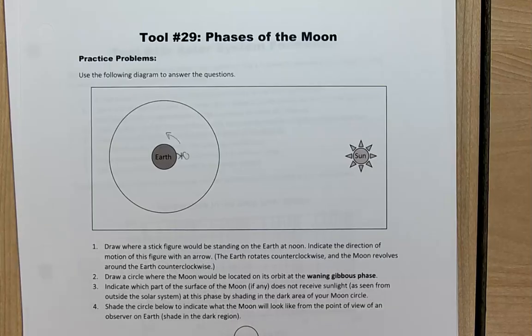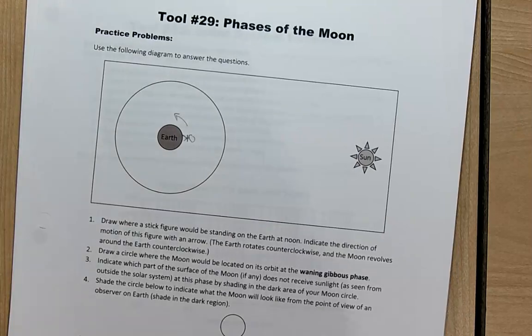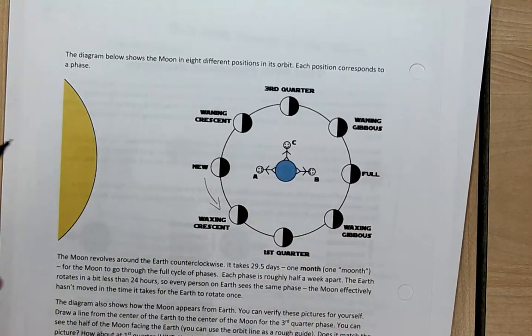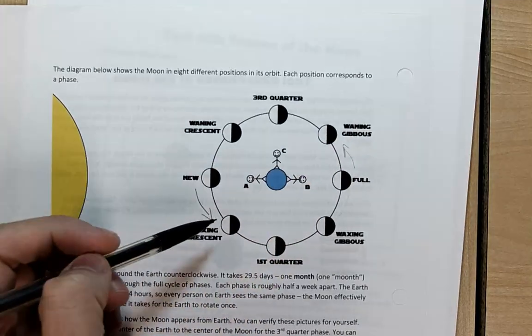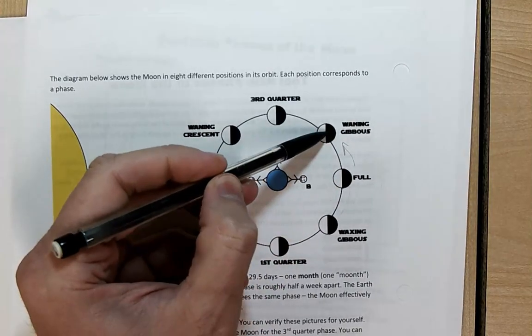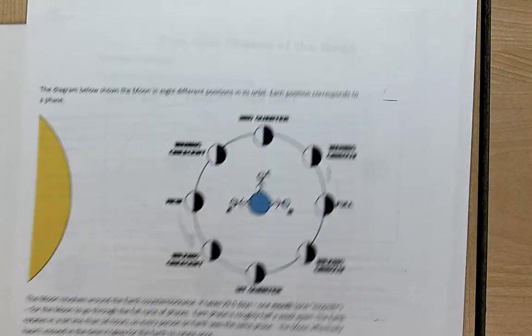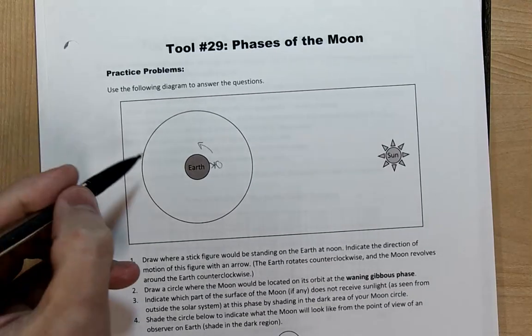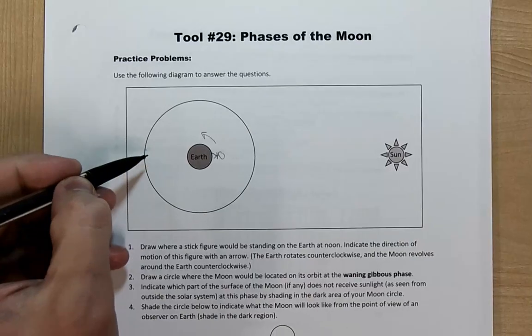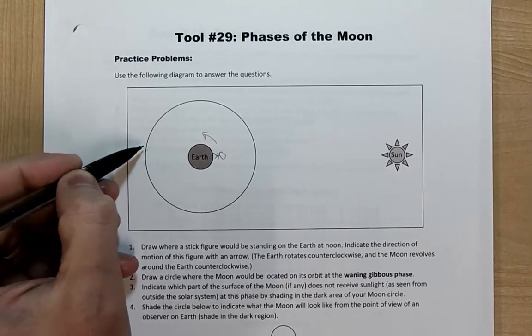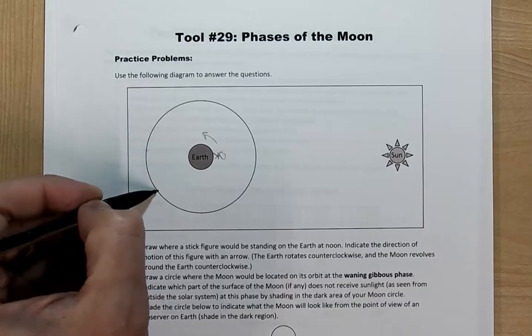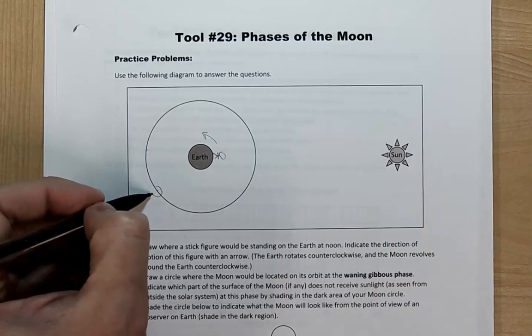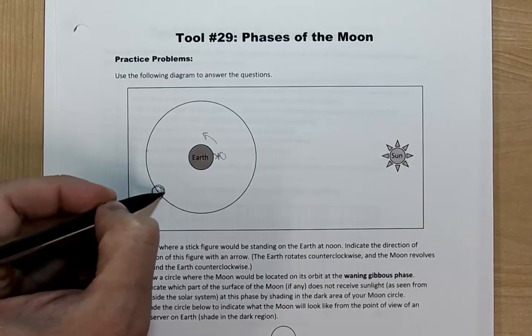Okay, well, where is the moon when it's a waning gibbous? Well, the moon's going around the Earth counterclockwise, so the waning gibbous is right after the full moon. So the moon will be a full moon when it's over here, right? The moon is full when it's on the opposite side of the Earth from the sun. So right after that is where the moon is a waning gibbous.